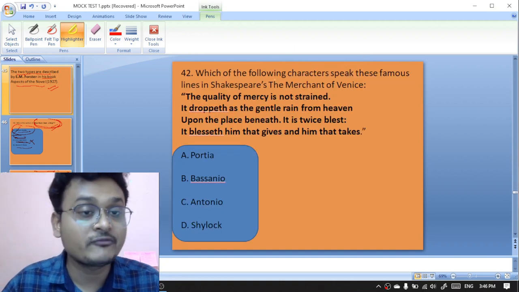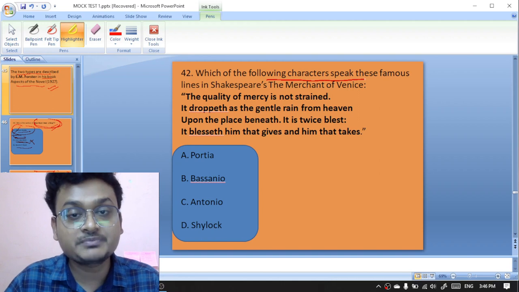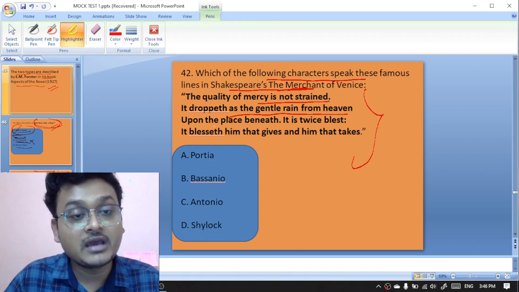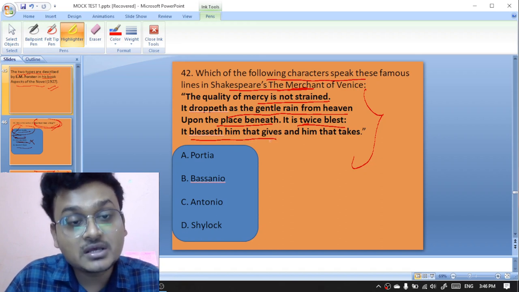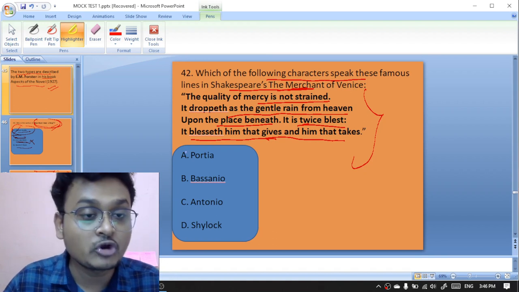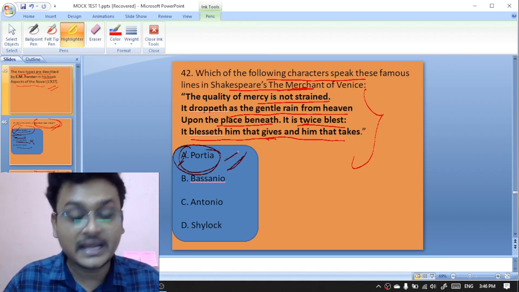Moving to question number 42. Which of the following characters speaks these famous lines in Shakespeare's The Merchant of Venice? Okay, this is the famous line: The quality of mercy is not strained. It droppeth as the gentle rain from heaven upon the place beneath. It is twice blessed: it blesseth him that gives and him that takes. These are the famous lines spoken by Portia. Portia had spoken these lines.